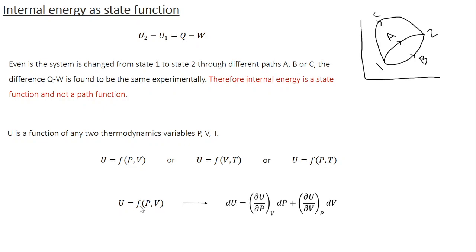For example, if you define internal energy as a function of P and V, then using the partial derivative theorem, I can write change in internal energy dU as, first keep the volume constant and take the change in internal energy as a function of pressure. So this is ∂U/∂P at constant V multiplied by dP, plus the change in internal energy as a function of volume by keeping pressure constant, ∂U/∂V at constant P multiplied by dV. Same way you can write for other two functions as well.